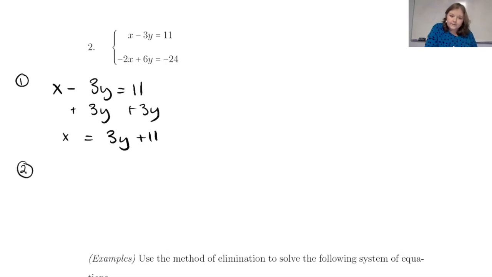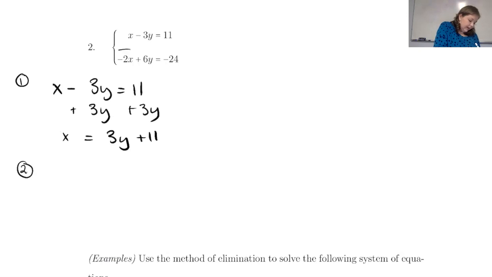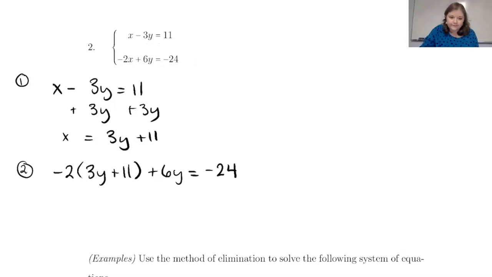Okay, so in step 2, we take this and we will plug it into x for the second equation. So the second equation is negative 2x plus 6y equals negative 24. And so negative 2x, but instead of x, we're writing 3y plus 11. Then plus 6y equals negative 24. So just stuck that right in for x. And now we will solve the equation for y.